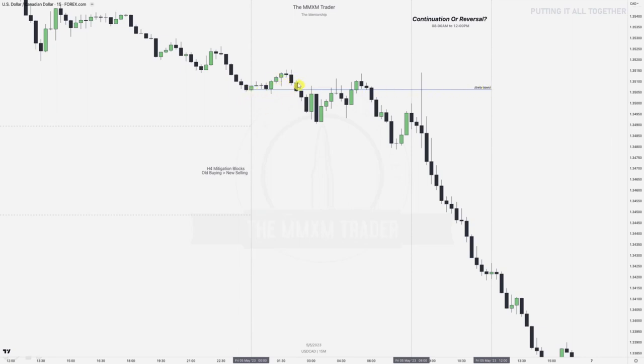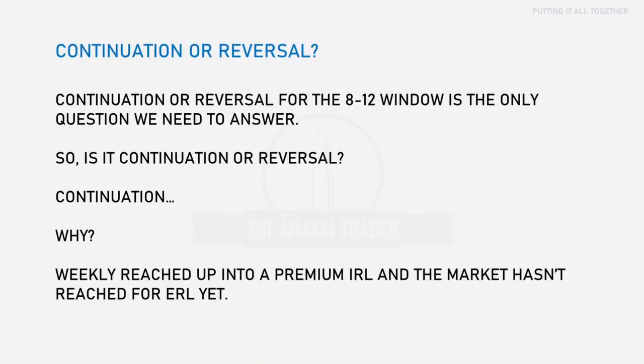We can see accumulation of short orders above marketplace over here. And then, is there any significant buy stop or sell stop ran already? And is there a new target do we have? So asking yourself continuation or reversal, what is more likely to happen in that 8 a.m. to 12 p.m. time window is the only question you need to answer for yourself. So continuation or reversal. Why is it continuation?